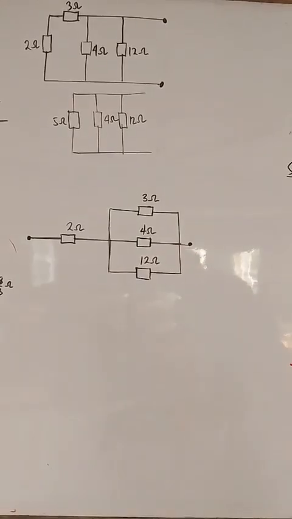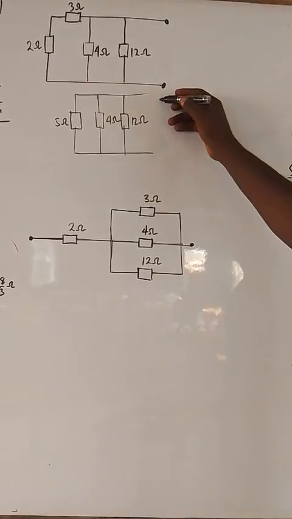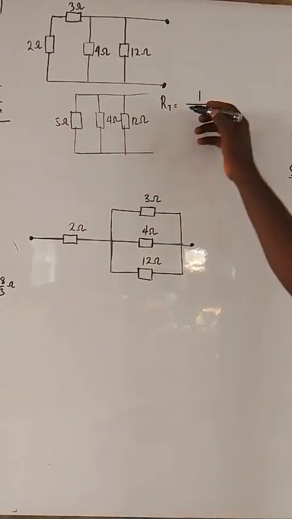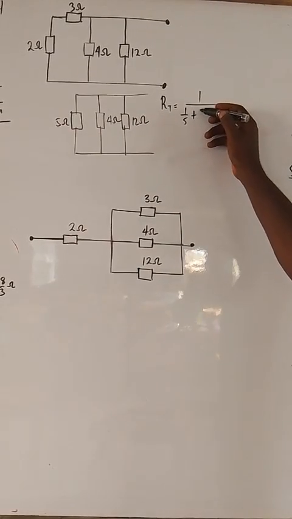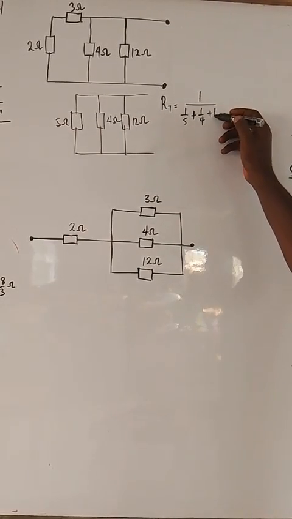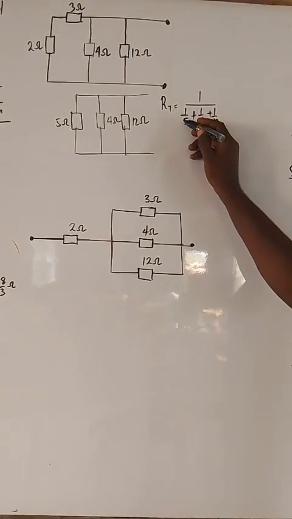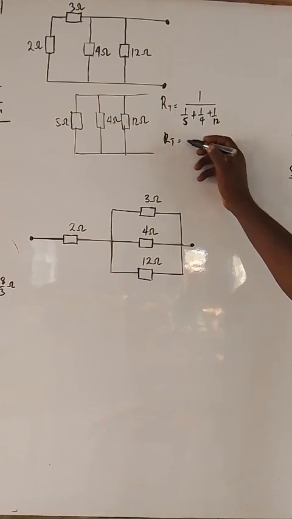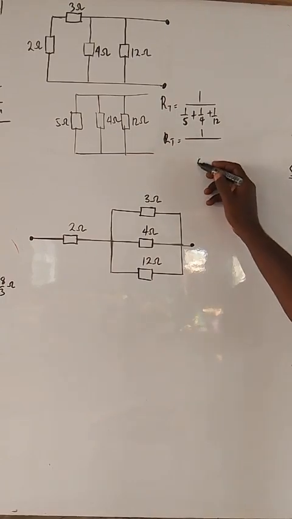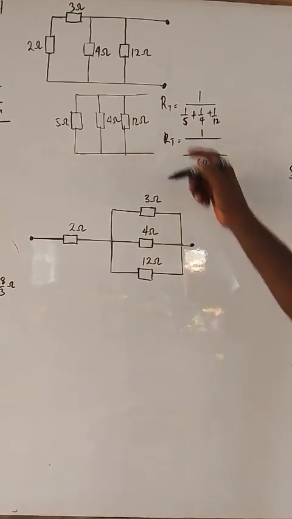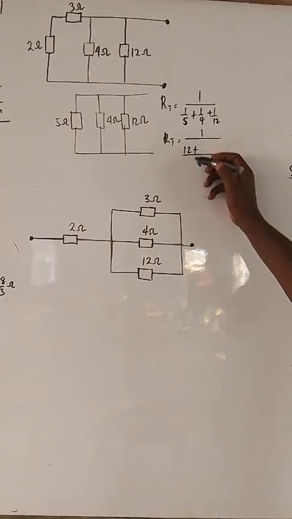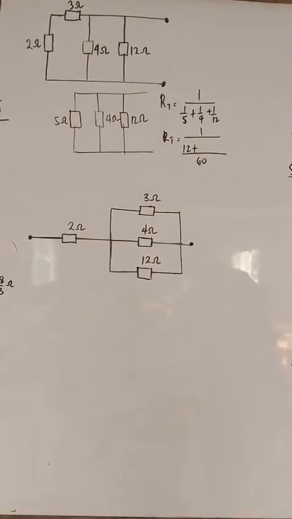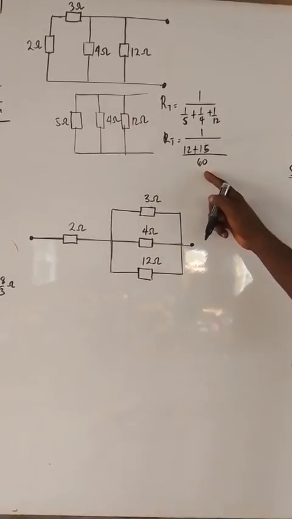Using the formula, the effective resistance R equals 1 over, you now start doing 1 over 5 plus 1 over 4 plus 1 over 12. So when you take the LCM, it should be 60. So from here, R total, we have 1 over 60. 5 into 60 should be 12, 4 into 60 should be 15, then 12 into 60 should be 5.